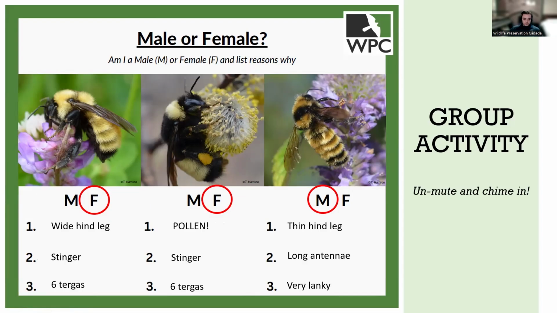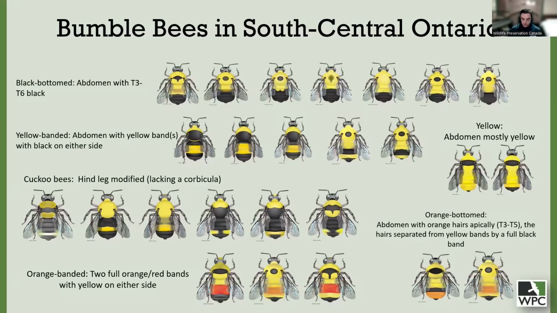So we've gone over some male versus female traits of bumblebees. And now I want to actually get into how we would go about identifying things to species. And again, I'm using the bumblebees of South Central Ontario, as that is what I am most versed in, and that's where we're located. But the same logical through line and the same processes of comparison can be applied to different areas with different species of bees.